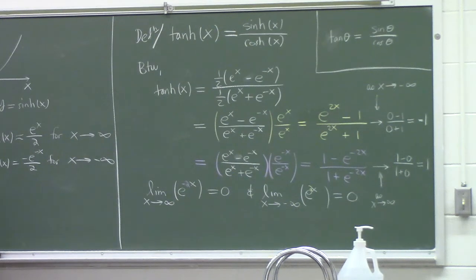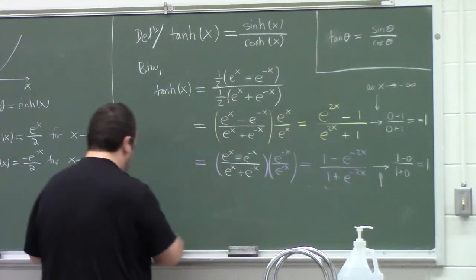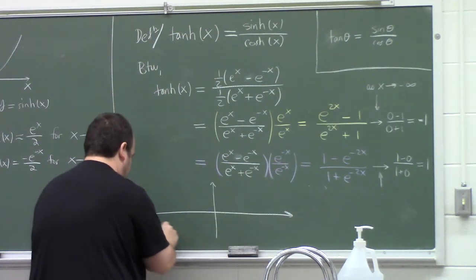So in short, guys, the graph of hyperbolic tangent looks something like this.